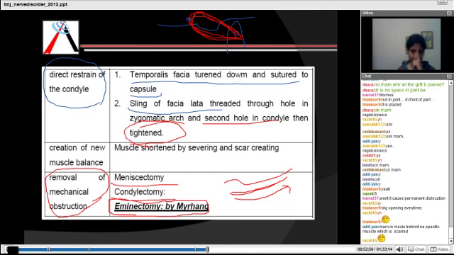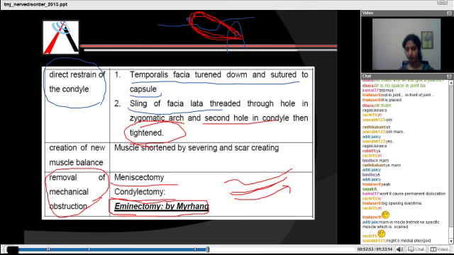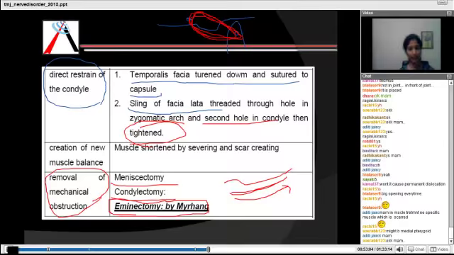I guess it must be the lateral pterygoid muscle because it is the most closely placed there. But I'll just get back to you on this. I'm not very sure. Okay? Yeah, I'll get back to you on this.